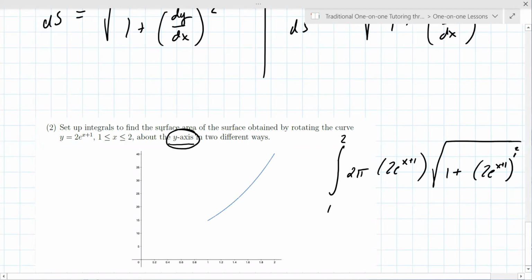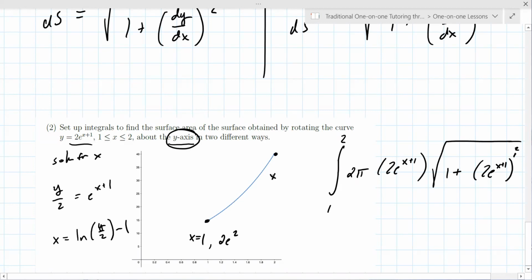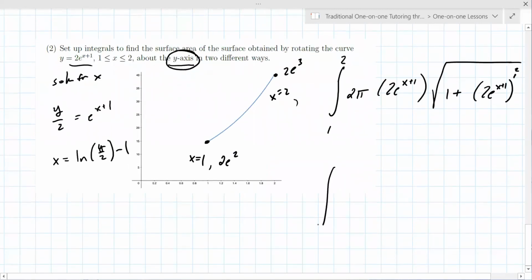To actually go about the y-axis, you have to do a few things here. The first thing is you need to solve for x in this. So you get y over 2 equals e to the x plus 1, and then x equals the natural log of y over 2 minus 1. But then you also need your bounds. When you put x equals 1 into this equation, you get 2e squared. And when you put x equals 2 in, you get 2e cubed. Those become your bounds on the y, so on the y it's 2e squared to 2e cubed. That's why they say set up, but don't actually find it.